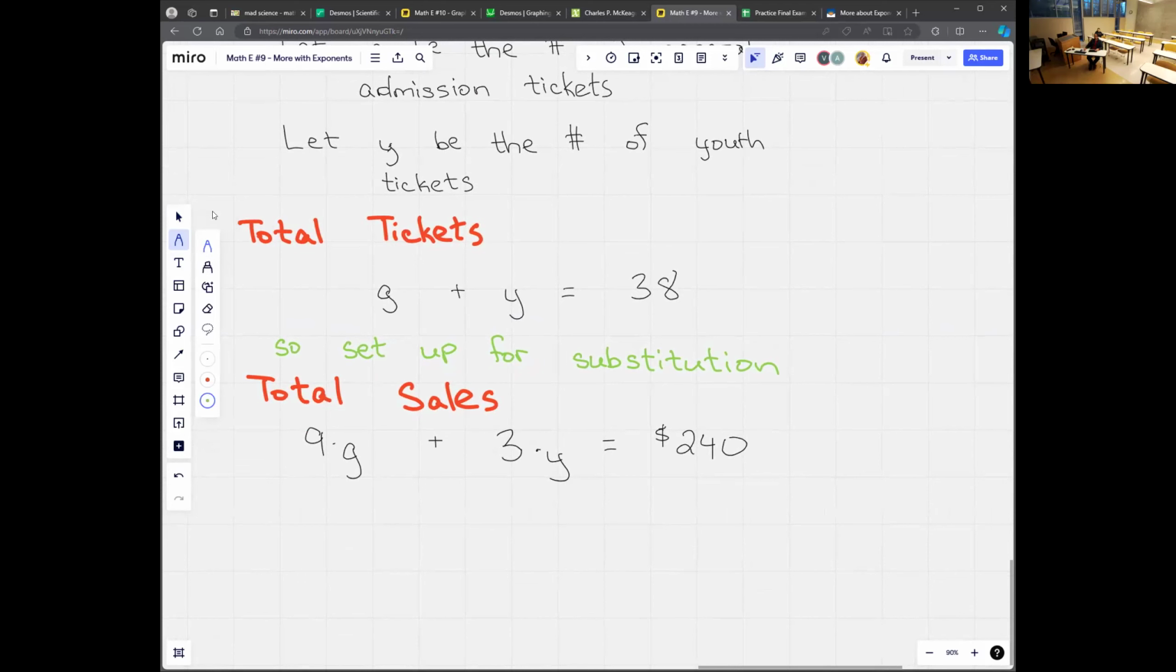Now do the easy one. Don't make life harder. Well, if you can do the hard one, then you can do the easy one in theory. We're going to use this in the other one. Okay, well then we should take away y from both sides of the total tickets equation.